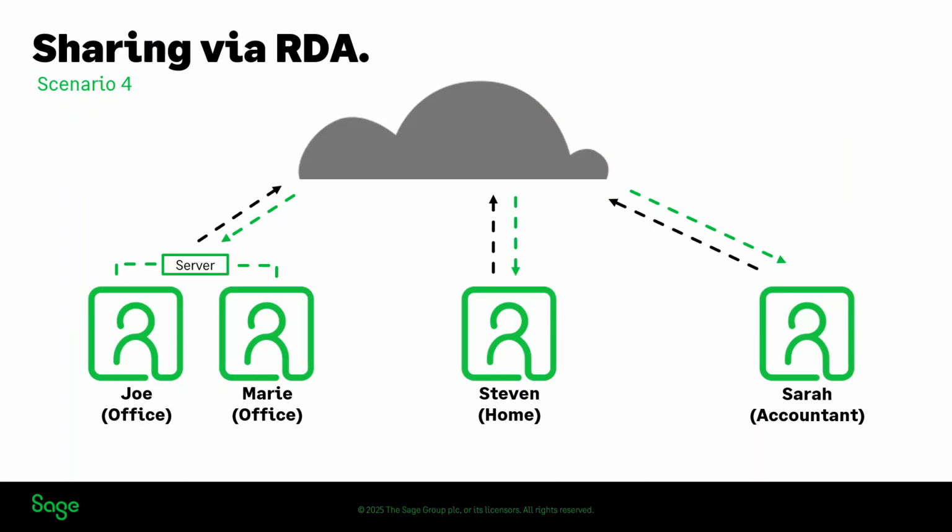If you do have a server set up, then we would recommend to set up remote data access from that location first, and then set up the other users. You would only set up remote data access on Joe and Marie's user profiles if they would work away from the main location. So if they go off site or work from home occasionally, then you would need to do that. But if they just primarily work in the office, then you would not need to set up their profiles with remote data access.